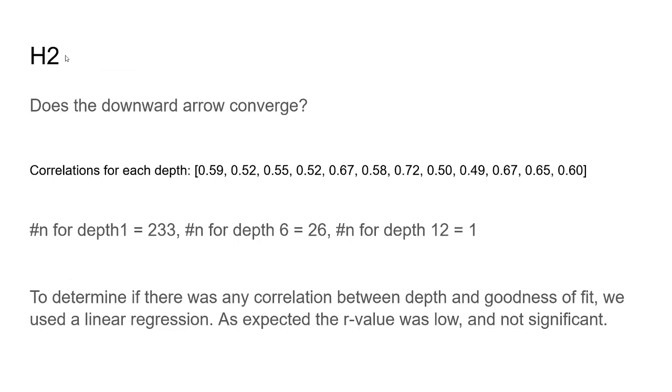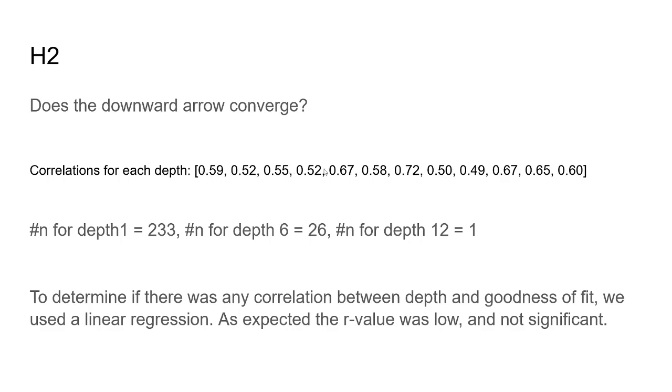For the second hypothesis, we essentially take all of the utterances at a given depth. For instance, this first element here is a depth of 1, depth of 2, depth of 3, and so on up to a depth of 12. Really, these later depths are not very useful because there's so few of them. By the time we get to depth 6, there's only 26 utterances at that level. And similarly, for depth 12, there was only 1.